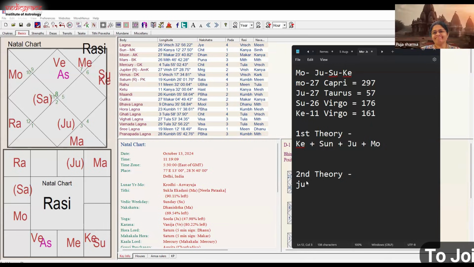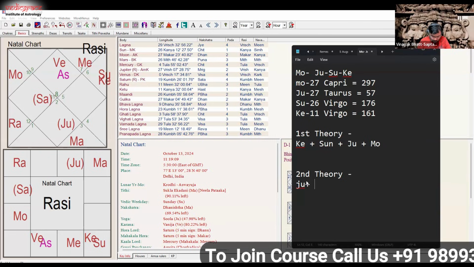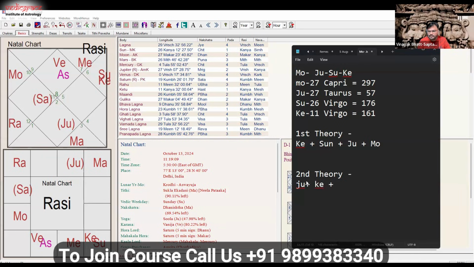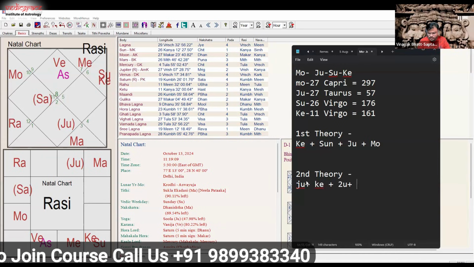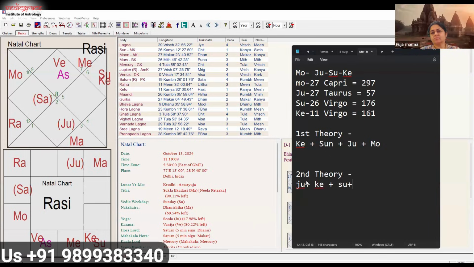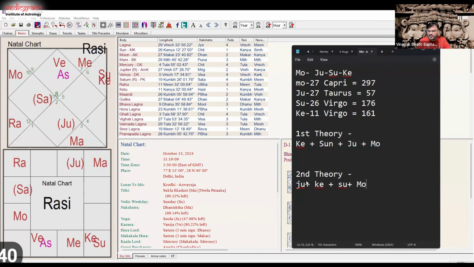Now in the second theory, if you arrange degreeically, everything is different. So here it starts from Jupiter, then Ketu in Virgo, plus Surya, then Moon. Moon is still the same, but the rest of the planets are changing their position.